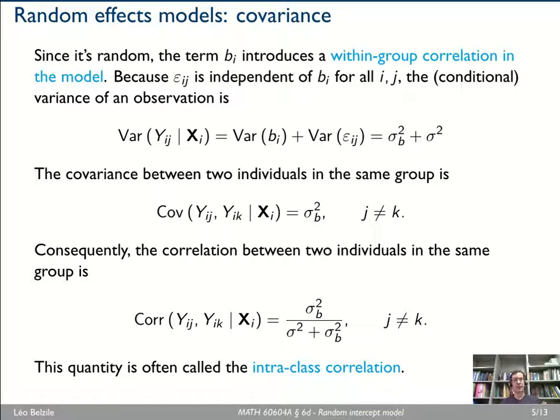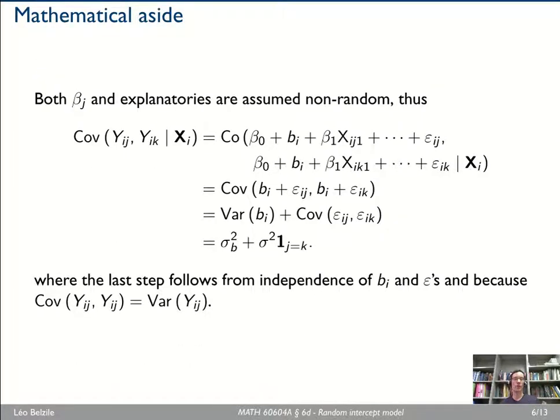So I have the variance, I have the covariance, and they're all homoscedastic, so the correlation between two observations within a group amounts to sigma squared b over sigma squared plus sigma squared b. This quantity is often called the intraclass correlation. Now this should look a bit familiar to what we had before. I'm just going to rewrite it in a slightly different manner.